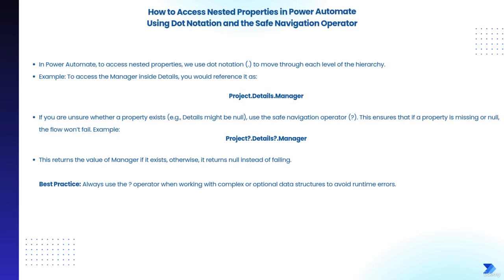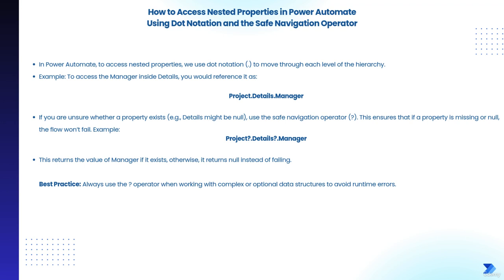Accessing nested properties in Power Automate. Now that we understand the structure, let's discuss how to access these nested properties in Power Automate. In Power Automate, we primarily use dot notation to access nested properties. For instance, if you want to access the manager of the project, you would use project.details.manager. This notation lets you drill down through the levels of your JSON object to retrieve specific values.